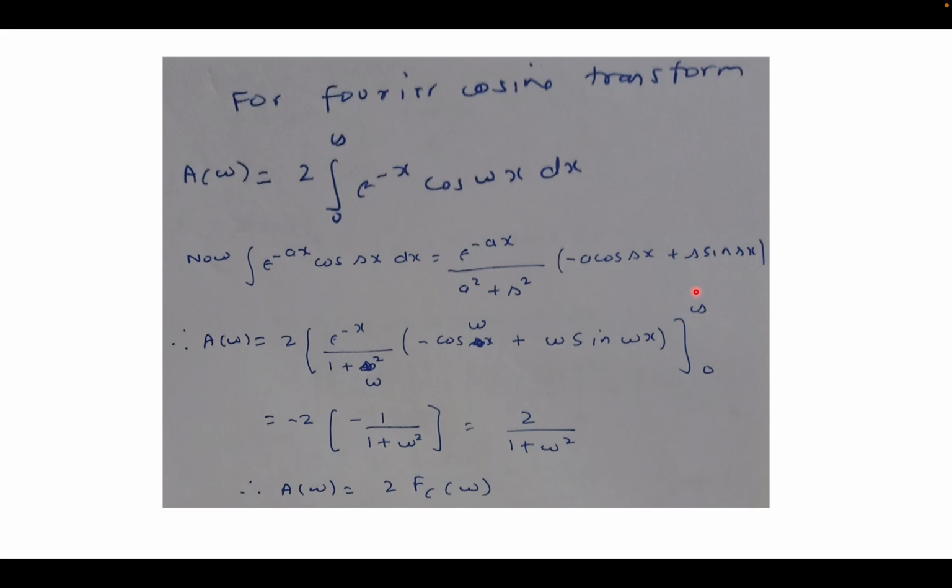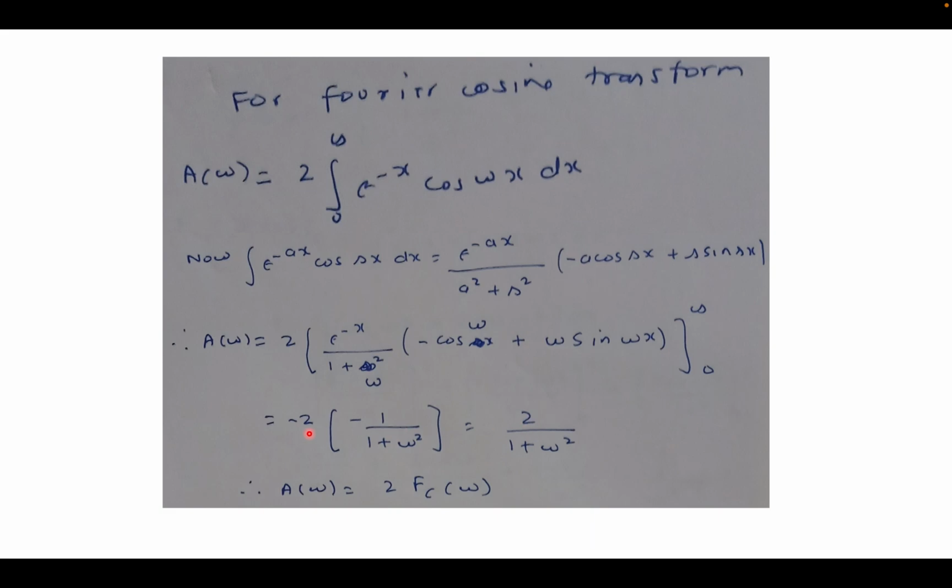So if I put x is equal to infinity, I will get 0 because e power minus infinity is 0. And if I put x is equal to 0, this will give minus 1, and then minus minus will get plus. So I will get 2 upon 1 plus omega square, right?